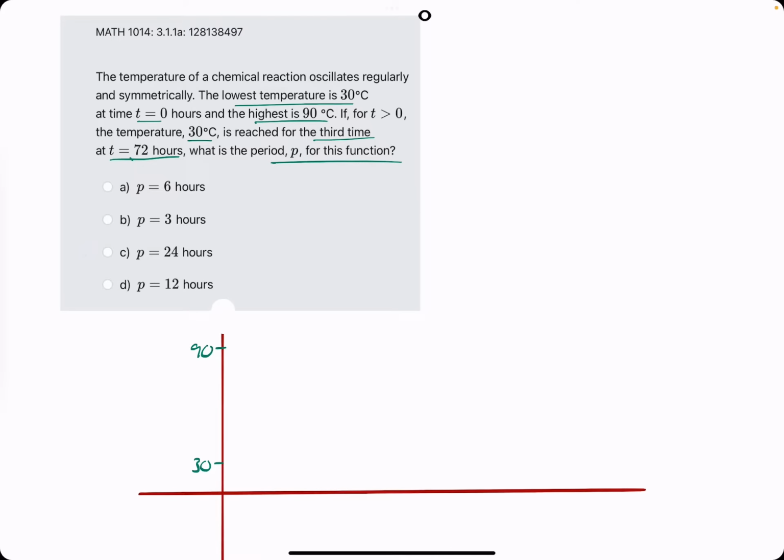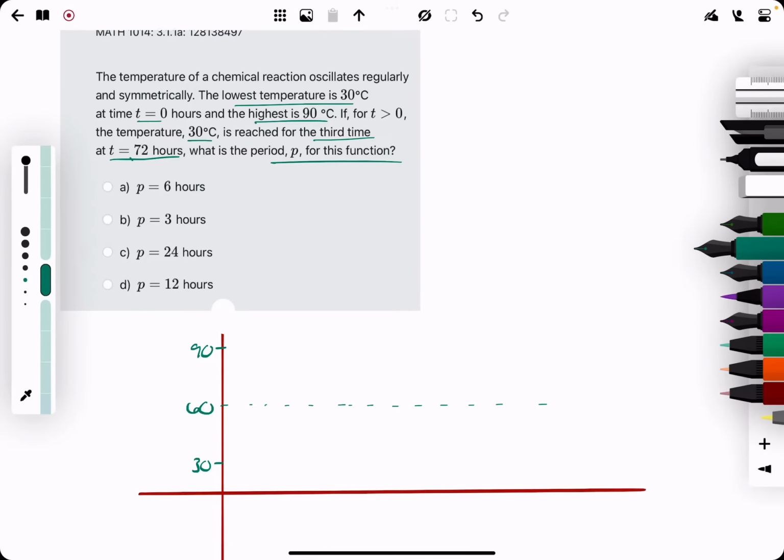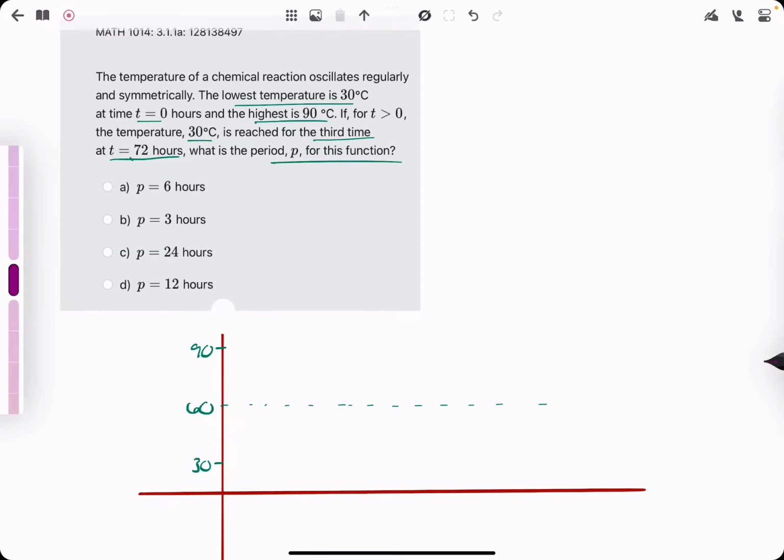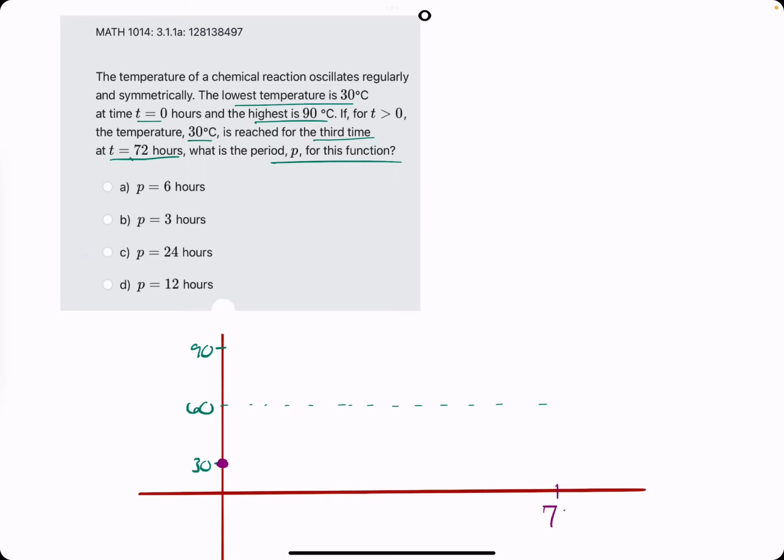So, starting with what we know: the lowest temperature is 30 and the highest is 90, meaning its midline will be 60, because it's going to oscillate symmetrically. Okay, so we're starting at the lowest temperature of 30 at time 0, and all it says is that at 72 hours, it has reached 30.